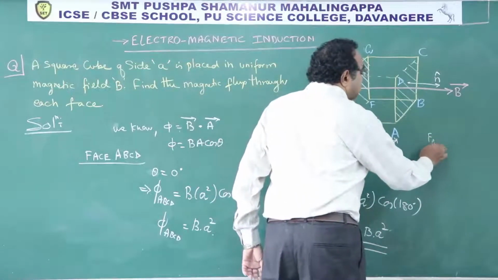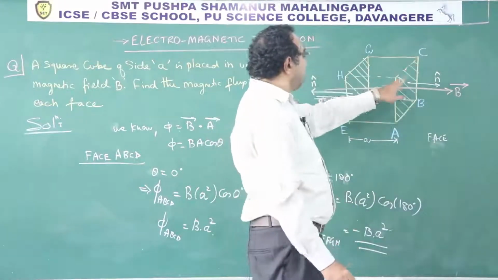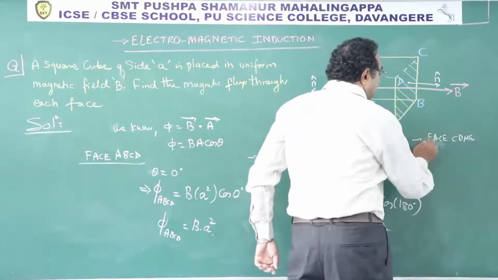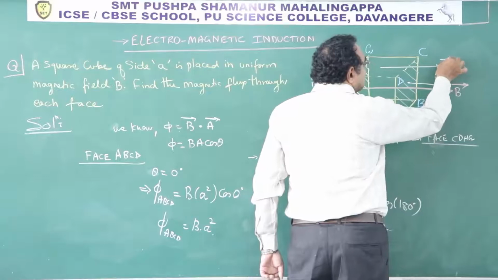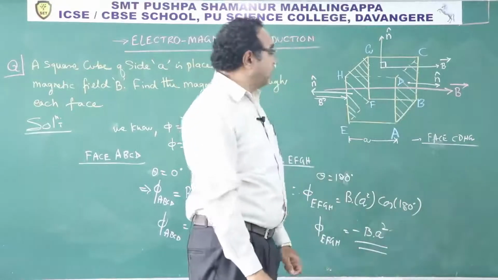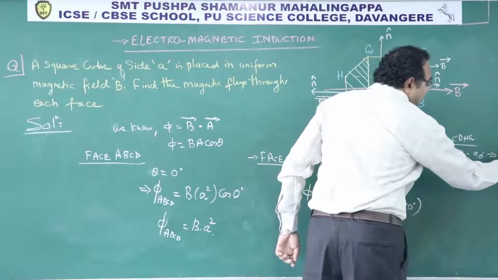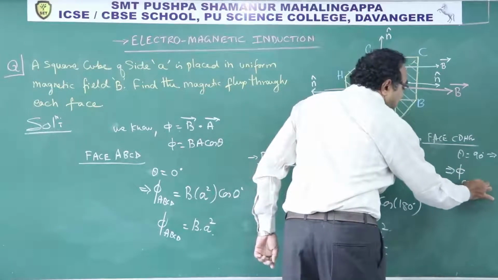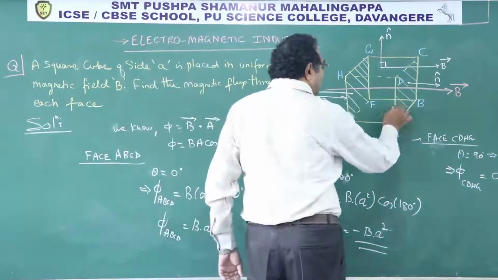Let us say I am taking face CDHG. Please concentrate. This is the direction of B. The normal to the face is this way. So what is the angle between them? The angle between them is 90 degrees. So for this face, theta is 90. So cos 90 is 0. So the flux for face CDHG is 0.